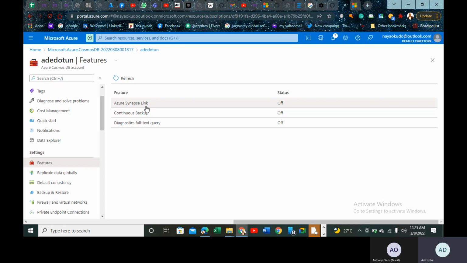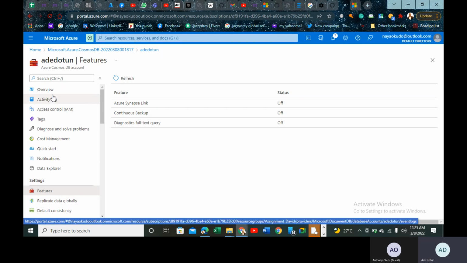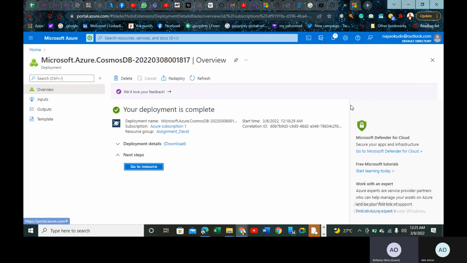So there's a synopsis there already. It's a bit cumbersome, but the idea is that now we have a CosmosDB account, so we can now begin to work with it. So let me look at the data part.